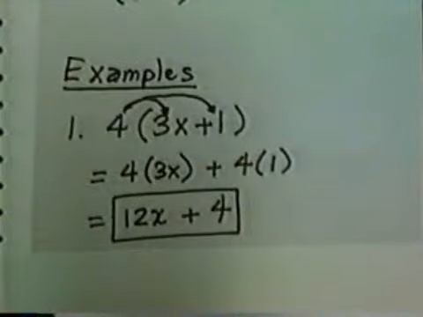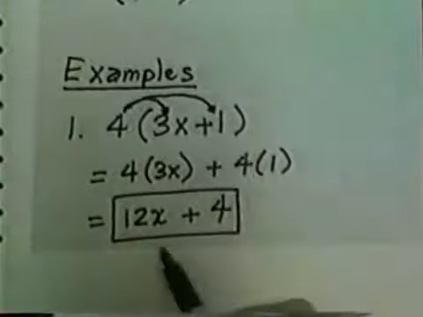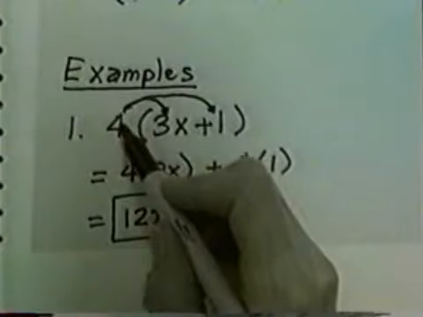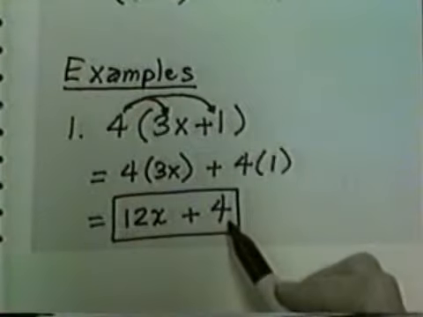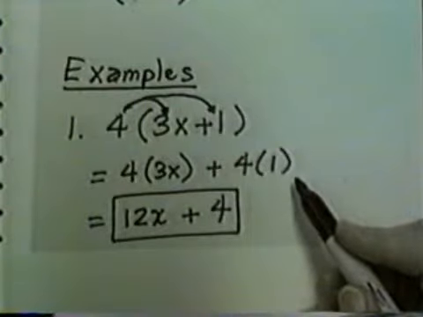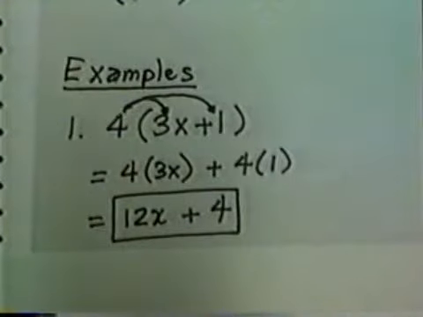Most people in working a problem like this do not write in the middle line. Instead, they go directly from the problem to the final answer, because in your head you can multiply 4 times 3x to get 12x and 4 times 1 to get 4. If you feel comfortable leaving out the middle line, feel free to do so. If you feel more secure writing it in, then by all means continue to write it in for just as long as you'd like to. Let's take another example.